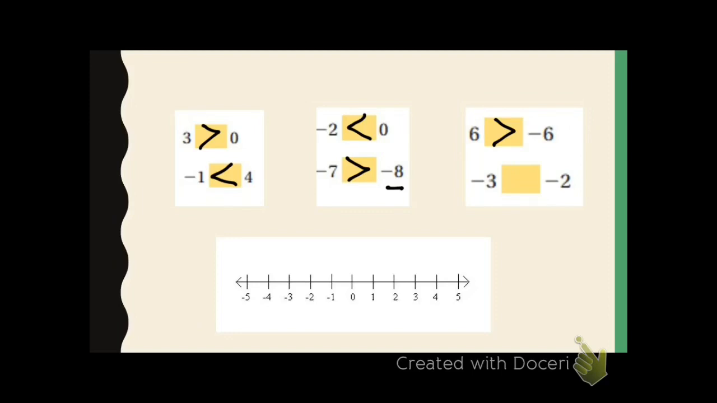-3, -2. -3 is less than -2. And if you come over to your number line, -3 is further to the left, so it's less value.